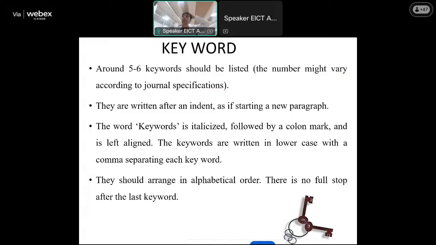5-6 keywords should be good enough. Don't write 10-12 keywords. 5-6 keywords is a good number. Okay. And write the keywords in alphabetical order. Ideally, whatever 5-6 keywords you have defined, write them in alphabetical order. Okay. And there is no full stop after any keyword.